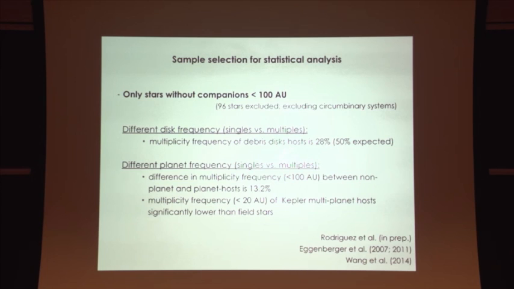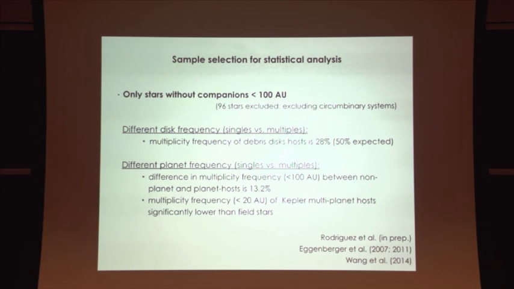And there was another study done recently looking at the multiplicity of Kepler multi-planet hosts. They were looking at 130 stars, and they see that the multiplicity frequency of stars observed by Kepler that have multiple planets is significantly lower than for filler stars. Anyway, the point is that if we have companions, we might introduce bias in the correlation. So I got rid of companions within 100 AU.